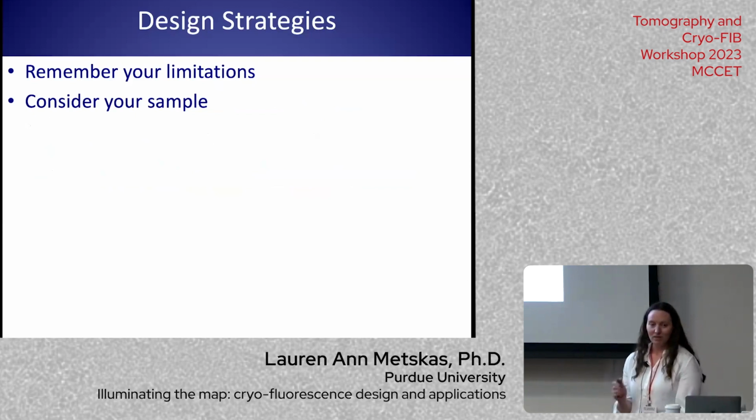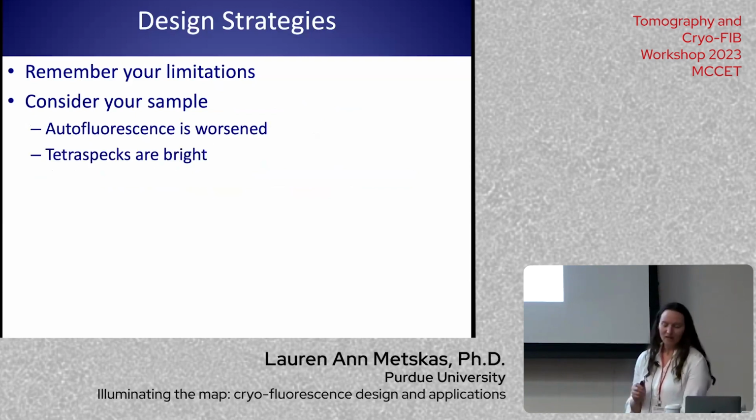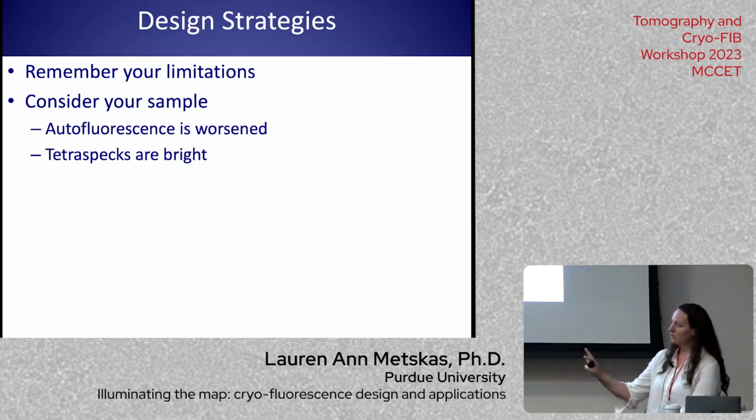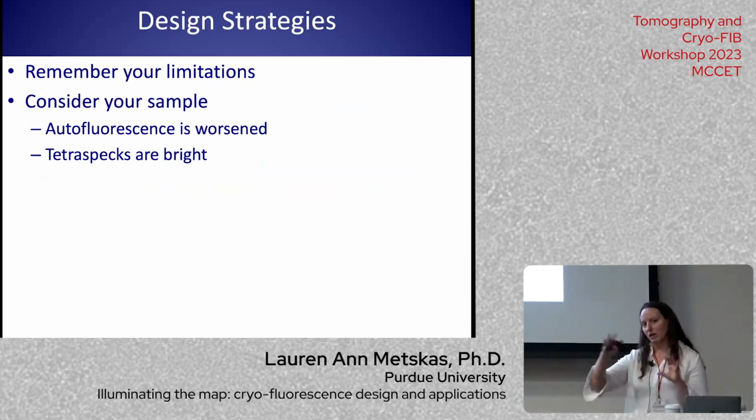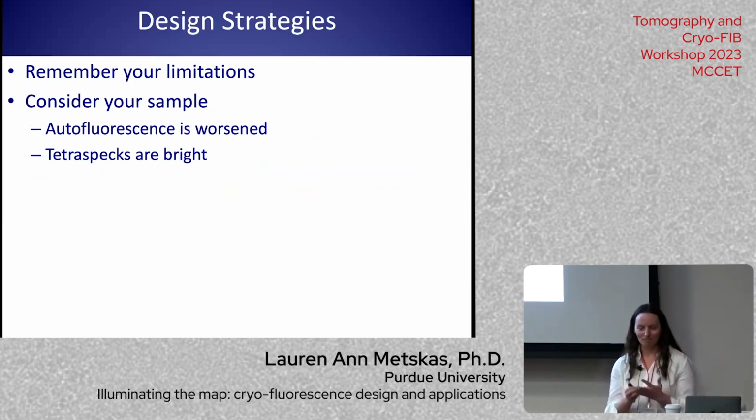All right. Next thing to think about is consider your sample. One of the things you have to think about is how bright are the different things in here. Autofluorescence is usually worse because we don't have any photobleaching. That's a great thing with your dyes, but it's really terrible when it comes to flavins. So especially your green channel is going to have a lot of punctate autofluorescence.